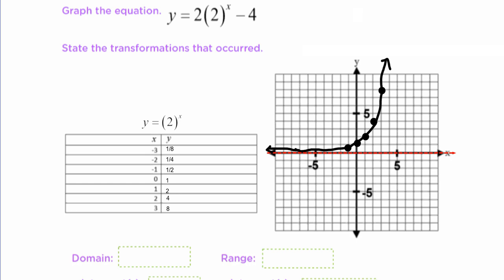So if we plot those points on our graph, this is our parent function, 2 to the power of x. Now we're going to see what transformations occurred.